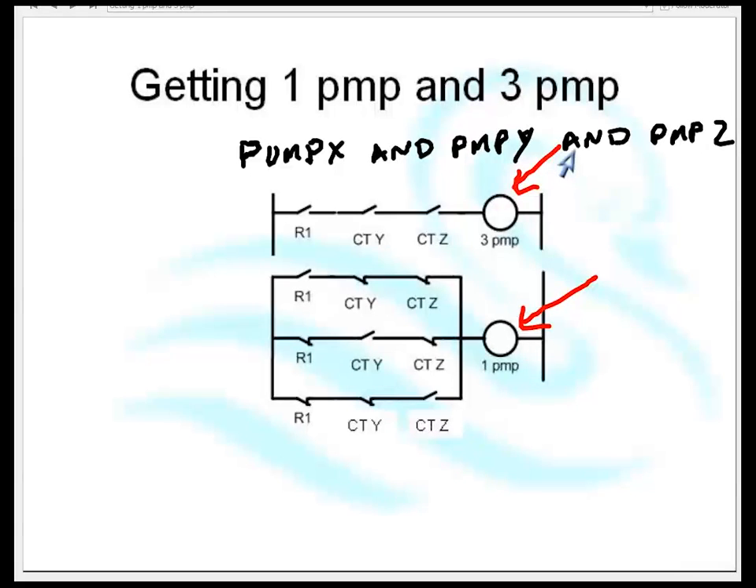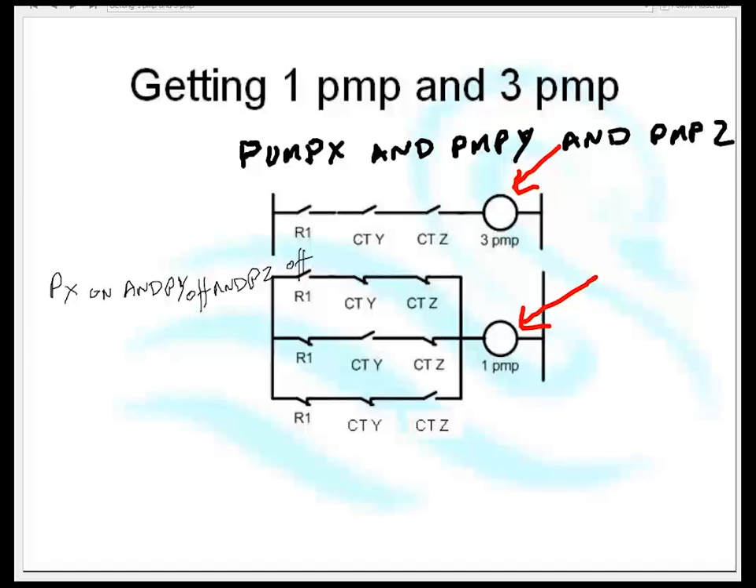The other circuit here is that one and only one of the pumps is running. The English sentence I get for one and only one of the pumps is running is pump X is on, and pump Y is off, and pump Z is off. To get the pump Y is off, I pick up a normally closed contact off the CT. To get the pump Z is off, I pick up a normally closed contact off the CT.